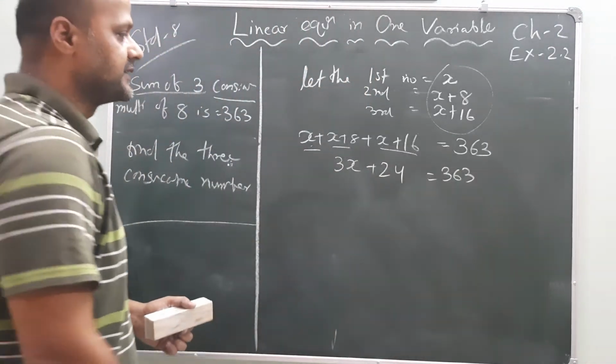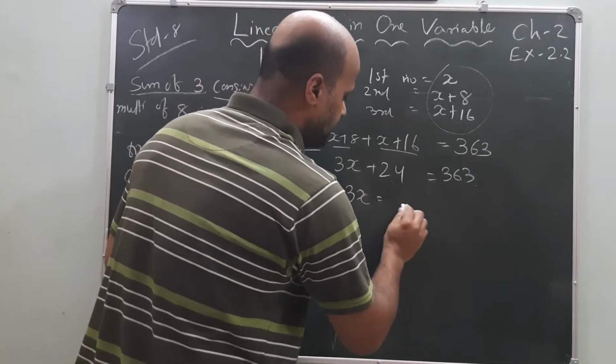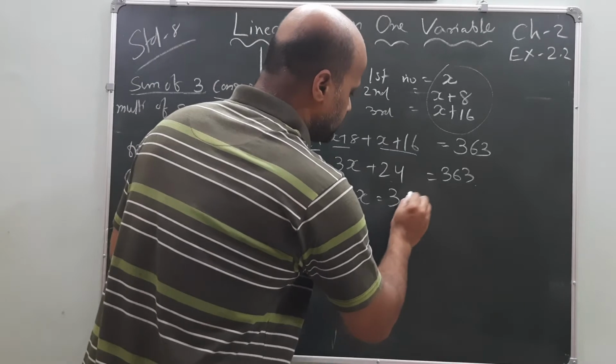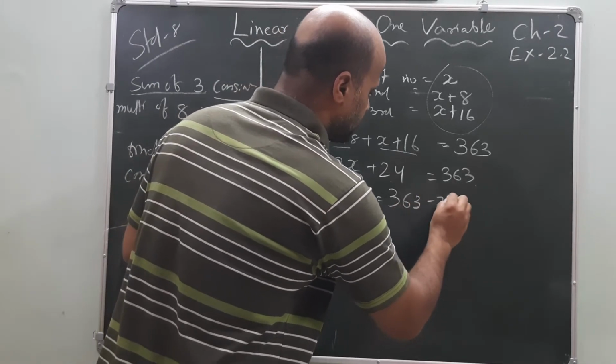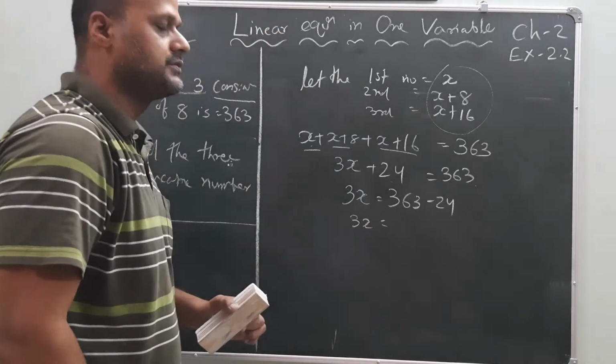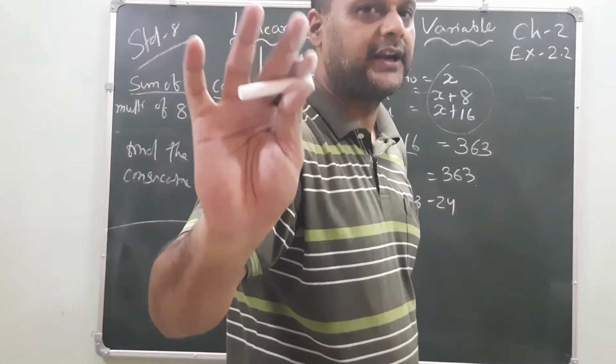Yes or no, my dear friends? So 3x is how much now? This 24 will go to the other side, or you can do it by the balancing method. 363 minus 24. Now 3x is how much? Just tell me, my dear friends, how much it will come to. Calculate it and tell me. I will not show you. You can try it and tell me.